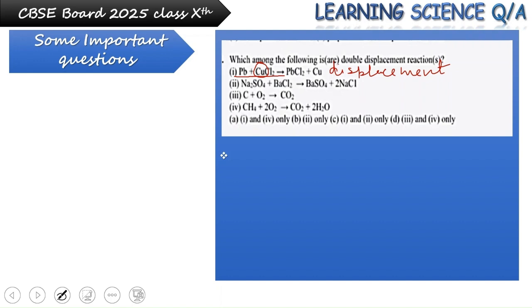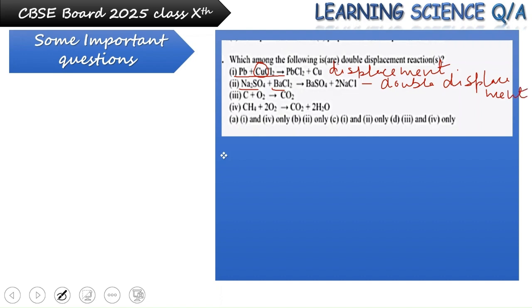The second reaction says sodium sulfate reacting with barium chloride forming barium sulfate and sodium chloride. That means sodium and barium here are displaced by each other and they are forming barium sulfate and sodium chloride. So this is surely an example of double displacement. Let's see if we have any more examples also.